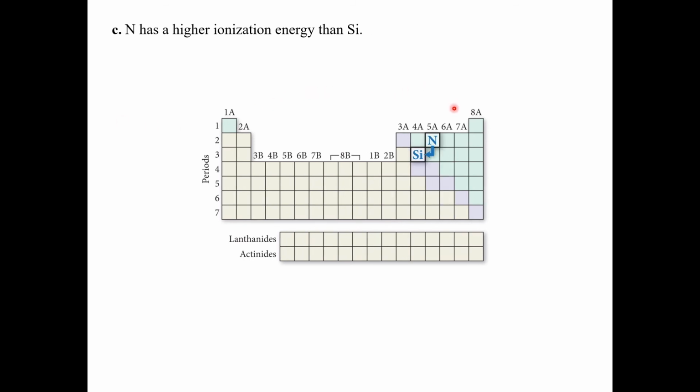N is the one with the higher ionization energy. So that's where we'll start. We need to go down a column. So that'll decrease the ionization energy. And then we're going to move to the left, which also decreases the ionization energy.